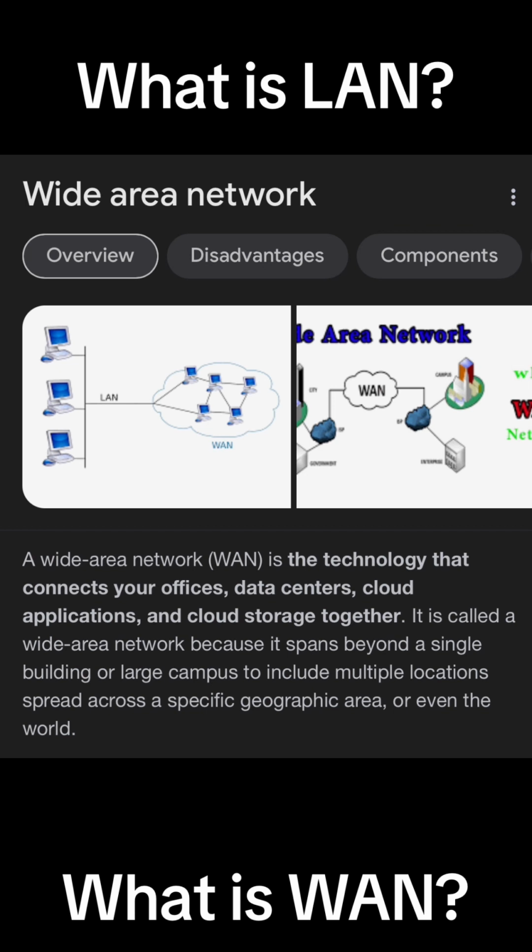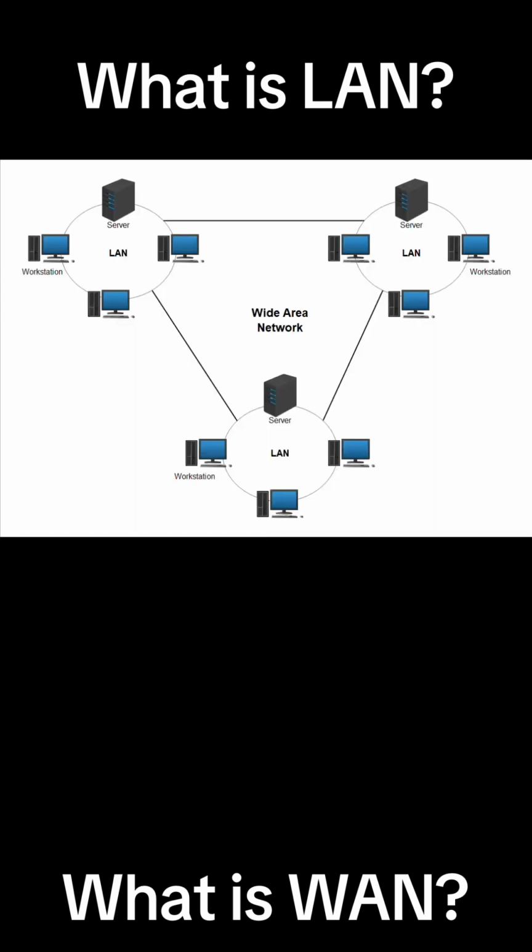It is called a wide area network because it spans beyond a single building or large campus to include multiple locations spread across a specific geographic area or even the world. And this is an example of a wide area network. You can see that there are multiple local area networks connected together. So in order for us to communicate from one local area network to another, we can't use the switch or the hub. We have to use something called a router.